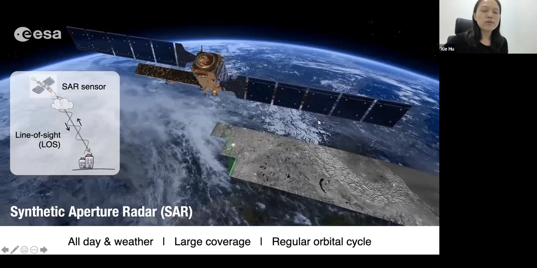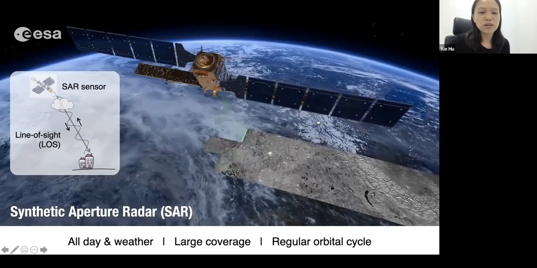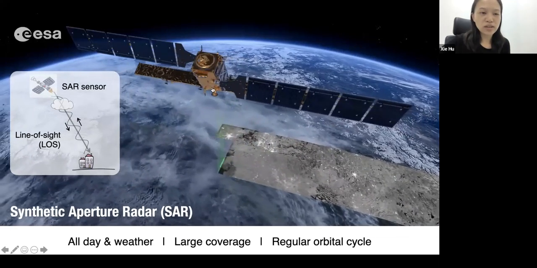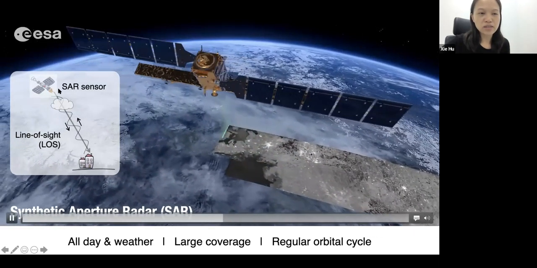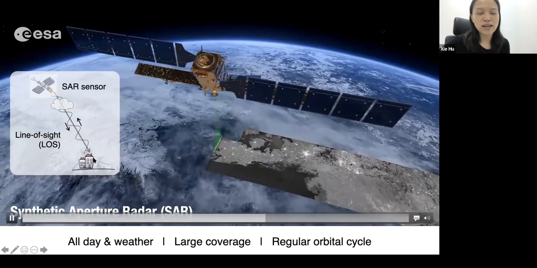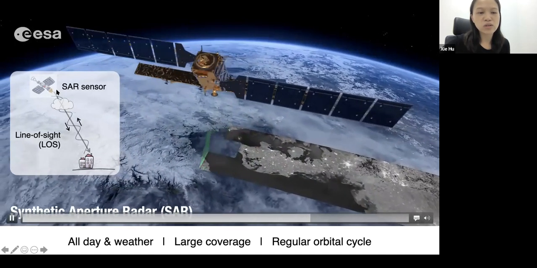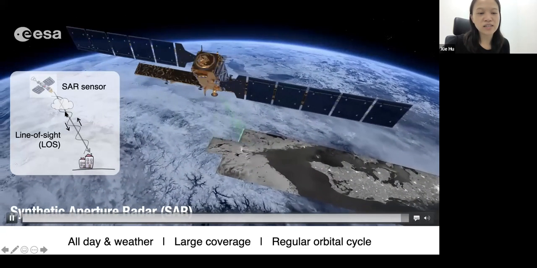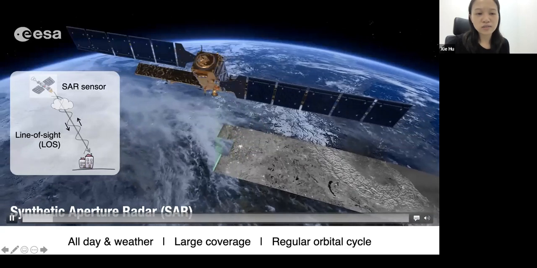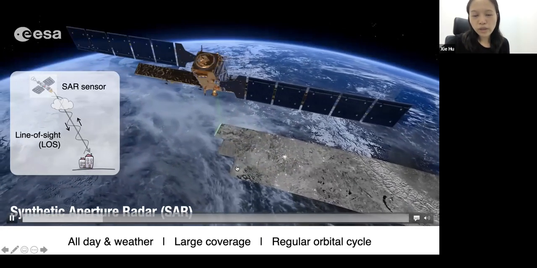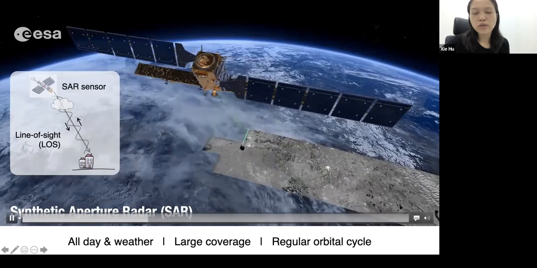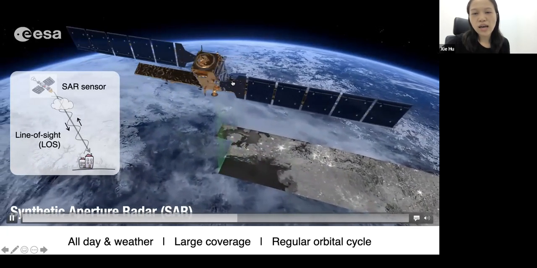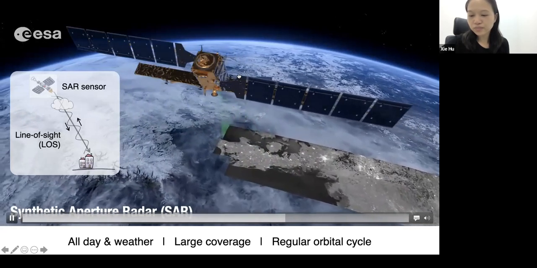The data we are using are synthetic aperture radar, or SAR, an active remote sensing tool. The sensor emits electromagnetic waves to the ground and receives the backscattering signals, and can penetrate the clouds and rain, so it can obtain data in all weather and all day conditions. The width of the image swath covers a few hundred kilometers, and the carrying satellites have a regular orbital cycle.